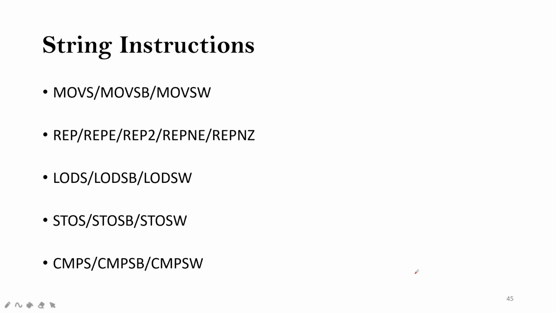Okay, LODS, load string, load string byte operation, STOS is store, LODS is load. Okay, CMPS is compare, compare string byte, compare string word. Okay, all these deal with string operations. That is why at the end of the instruction we have S, SB, SW, right?